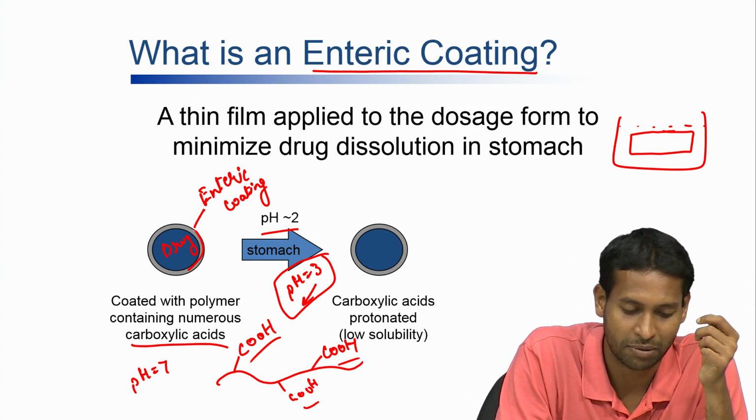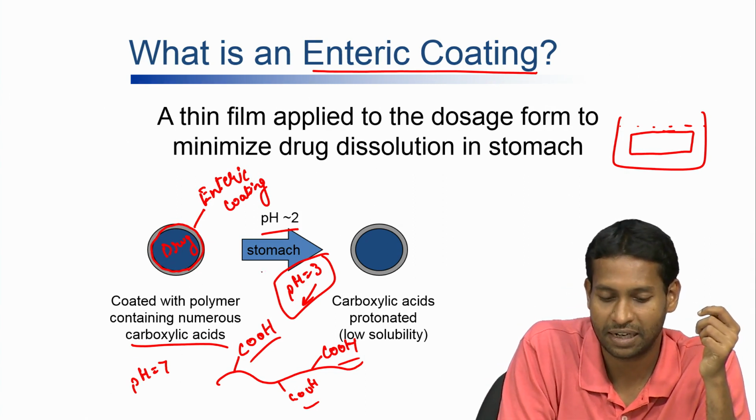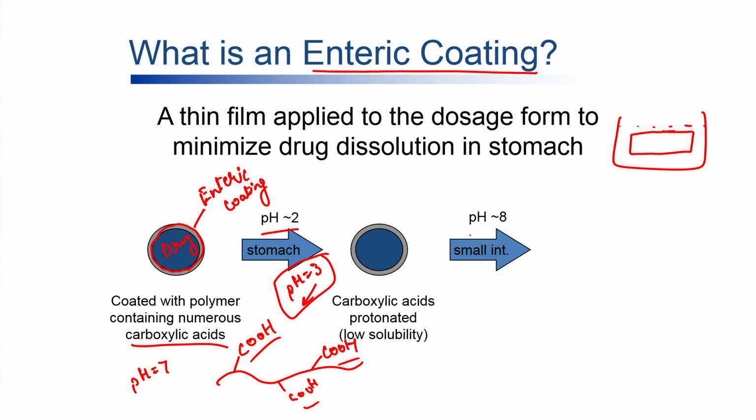So, this will be an insoluble coating, it will not let the water and the harsh environment penetrate through, but as it leaves the stomach and goes up to a pH of 8, it does not even have to be pH 8, it could be even pH of 5 in this particular case. Once it goes to a pH of 5 to 8 in the small intestine, these carboxylic acid containing polymers will get deprotonated, will have high solubility and will dissolve away. So, that way now the drug can release.